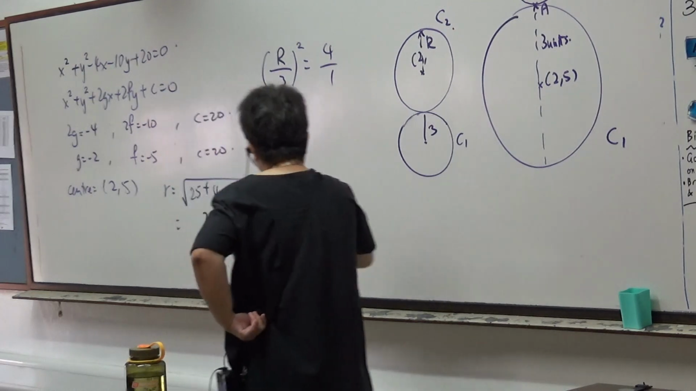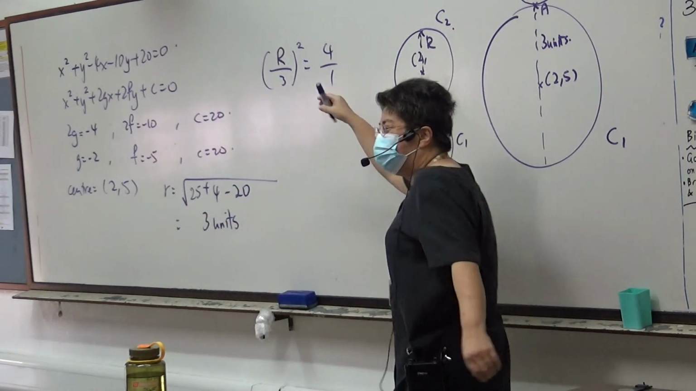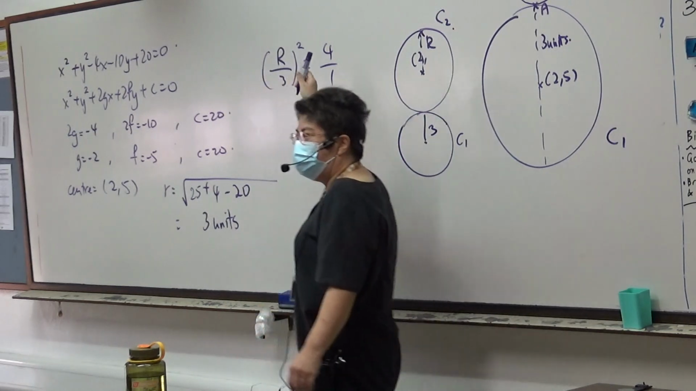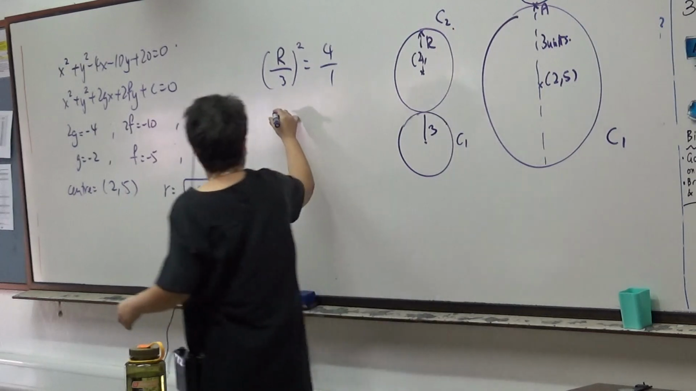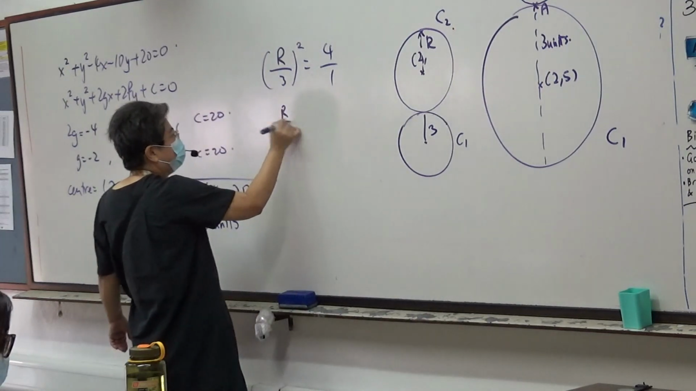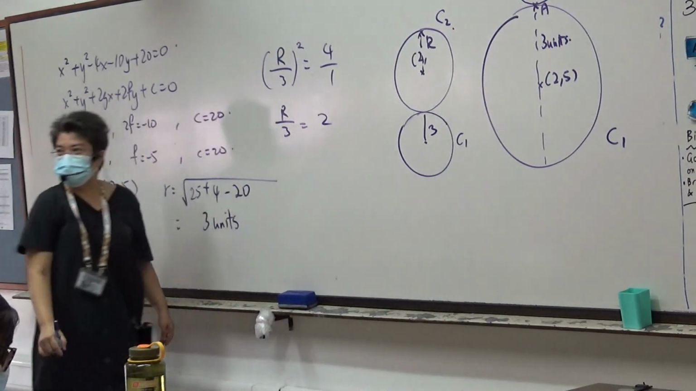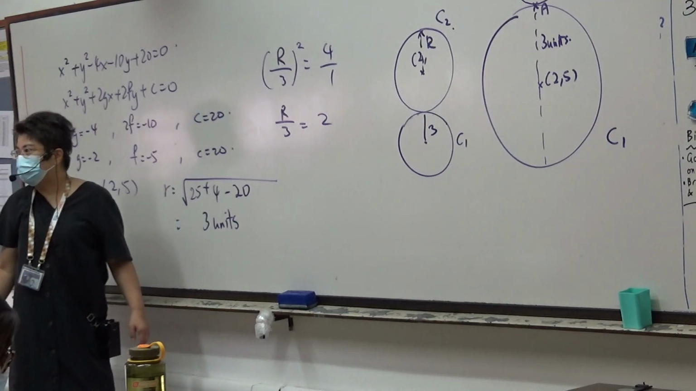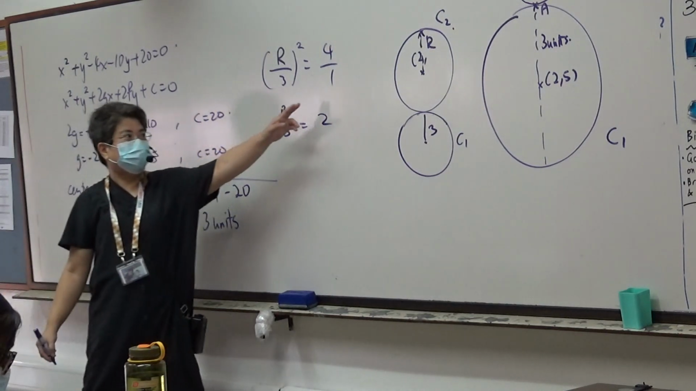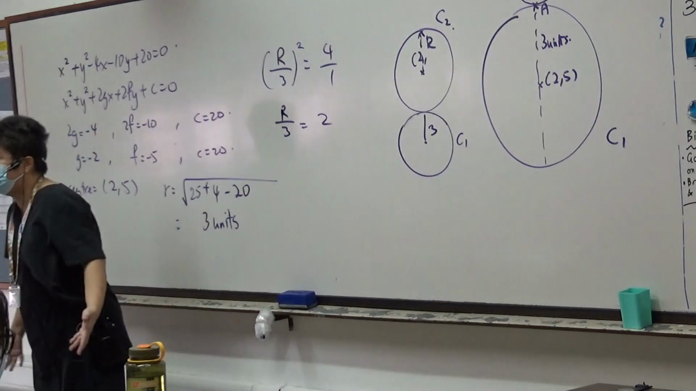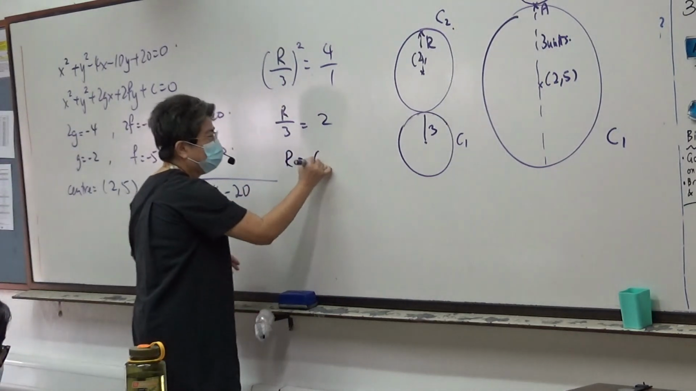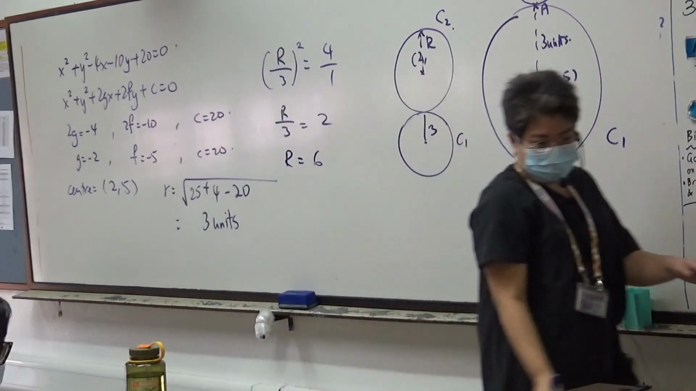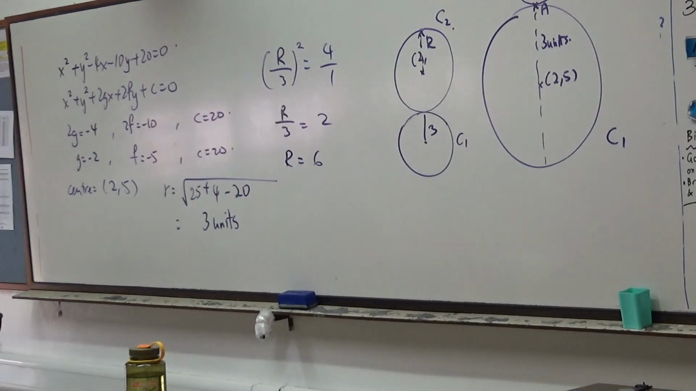Okay, now let's talk about this now. So, do you agree that R over 3 squared must be 4 over 1? Because the area is 4 times. So, I will have R over 3 is 2, right? I take square root. How come I don't take negative 2? Because the scale factor cannot be negative. So negative is rejected. So R is what? 6, right? Can you see that R is 6?